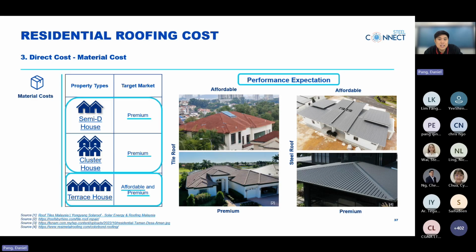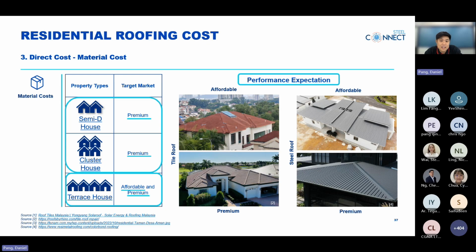Firstly, semi-detached and cluster houses. These are typically premium developments. Buyers in this segment expect stronger performance, better aesthetics, and also a longer life. As a result, material selection tends to focus more on performance and durability rather than just upfront cost. Whereas for terrace houses, the situation is different. Terrace houses can be positioned as affordable or premium depending on the development. This means material choices must be carefully balanced against performance expectations.